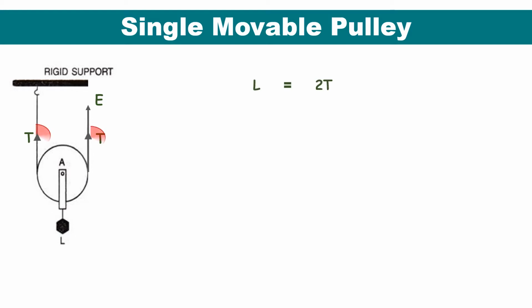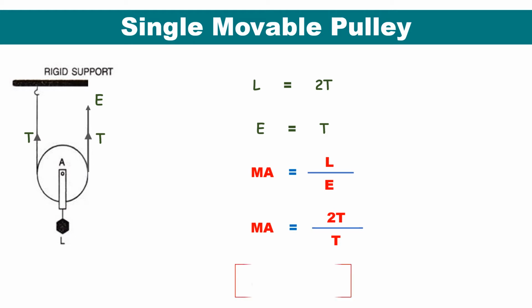Now if you see, the load is supported by two tensions. So load is equal to 2T. But effort is supported by only a single T. So mechanical advantage, which is equal to load by effort, will be equal to 2T upon T, which is equal to 2. That means mechanical advantage of a movable pulley is 2.